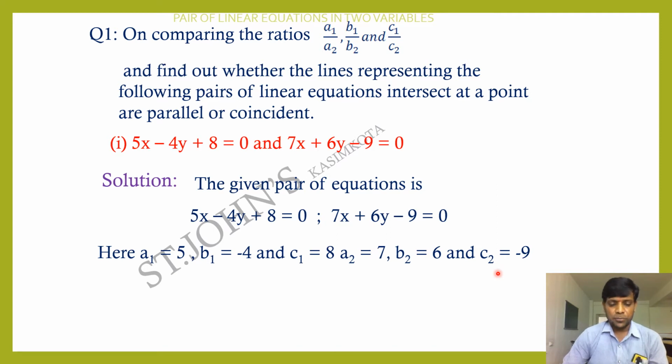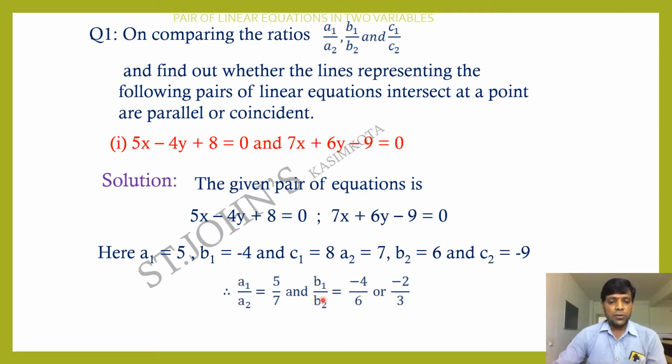So write the ratios a1/a2, b1/b2 and c1/c2. What is the value of a1? 5, and a2 is 7, so a1/a2 is 5/7. And b1/b2 is minus 4 by 6. These two are divisible by 2. Two 2s are 2, two 3s are 6, so minus 2/3. So a1/a2 is 5/7 and b1/b2 is minus 2/3.